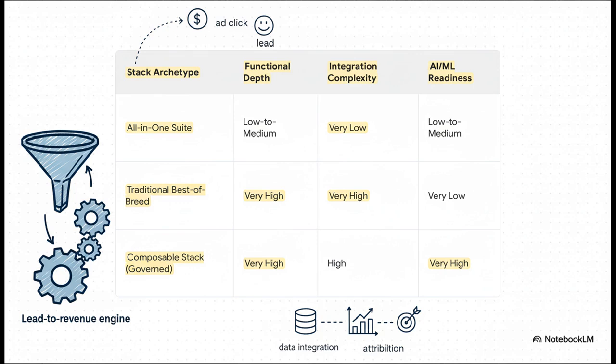Those all-in-one suites, they're easy, sure, but the tools inside might not be the most powerful. Now, a traditional best-of-breed approach gives you incredible power, but you run a huge risk of creating this chaotic, disconnected Frankenstack. The real sweet spot for the most advanced teams is that last one, a governed, composable stack that's powerful, integrated, and totally ready for AI.